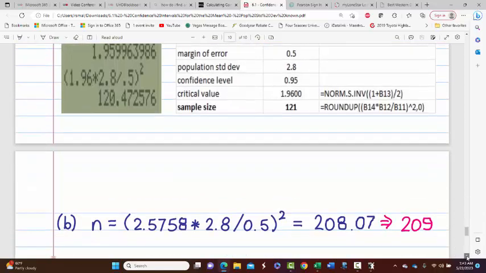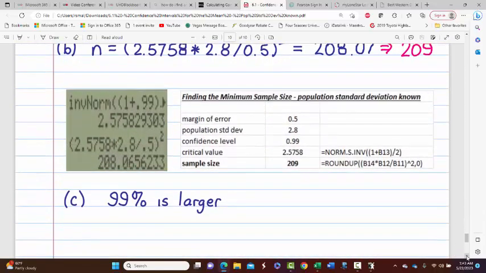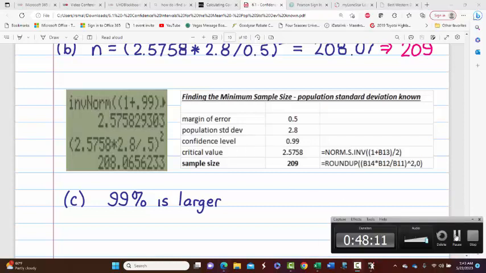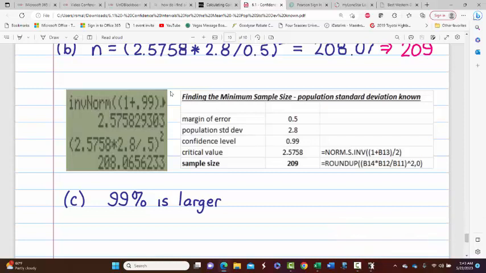Now, for 99%, we're just changing the confidence level. So in the calculator, you would just do 1.99 divided by 2, and you get that critical value. I didn't put 3 in here, but I guess you could.